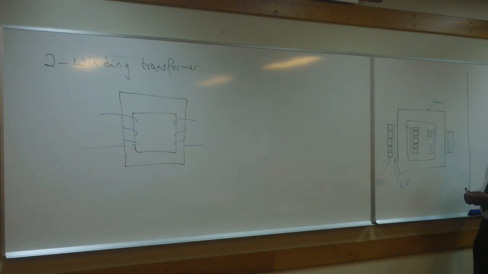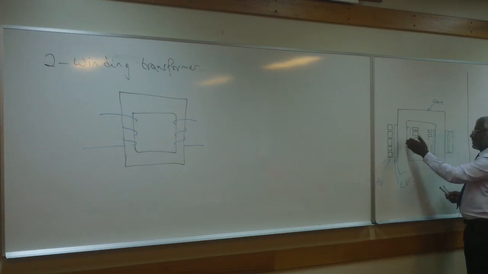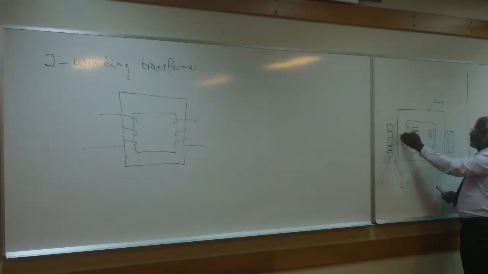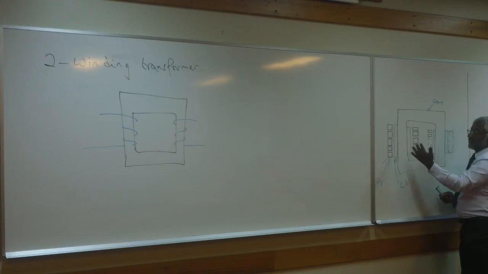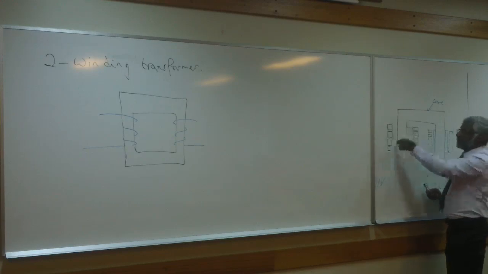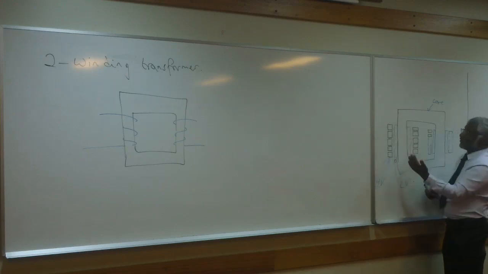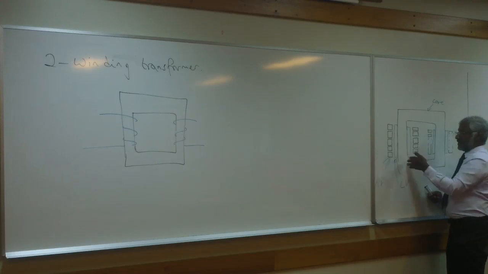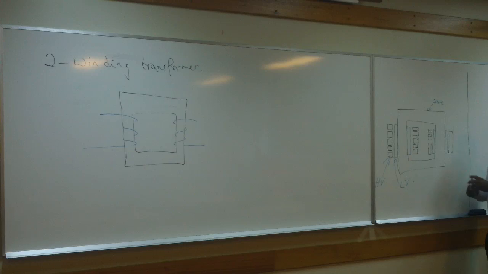So LV next to the core, because the core is earthed, and you want minimum insulation between the core and this one, and LV would require less insulation. You get the advantage of the oil acting, of course, as an insulator between the HV and the LV. So typical construction would look like that. This is only a single phase, two-winding transformer.